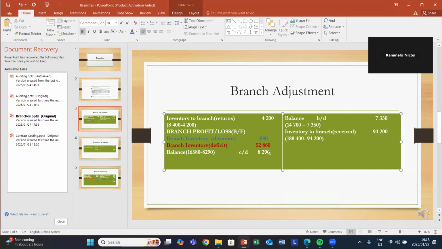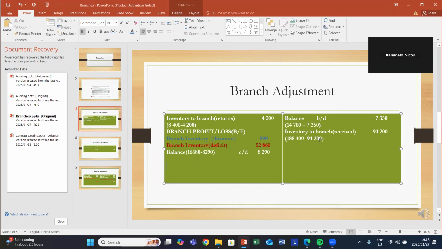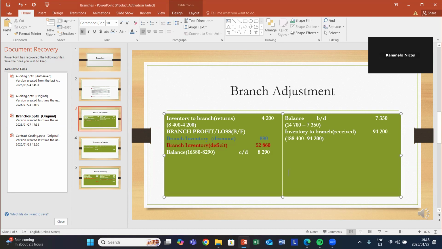And then you do your balancing figure. Judging by the way things are, we can see very clearly that the credit side is the bigger side. So we'll add our credit side there: 94,200 plus 4,200 plus 7,350, in which you'll get 101,550. Also on the debit side, the ledger account is supposed to balance, so we'll also write 101,550. And then let's calculate our branch profit or loss. 101,550 minus 8,290 minus 52,860 minus 890 and also minus 4,200. And then we'll get your value as 35,310. This is how you're supposed to get it.